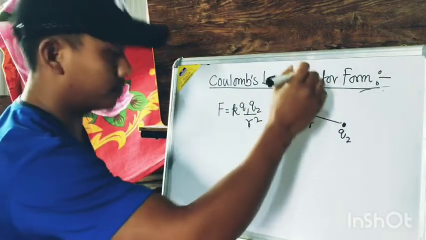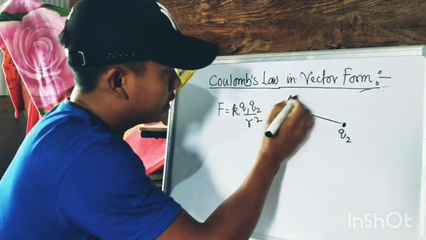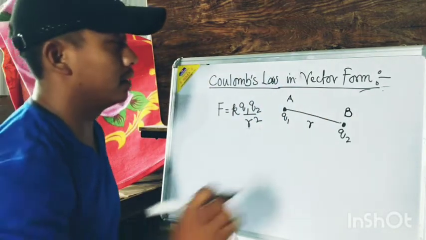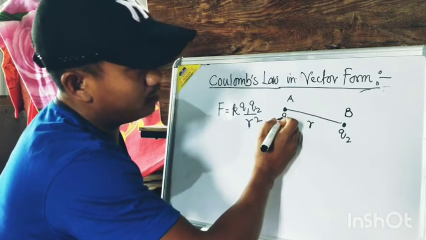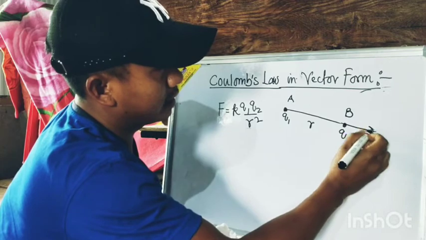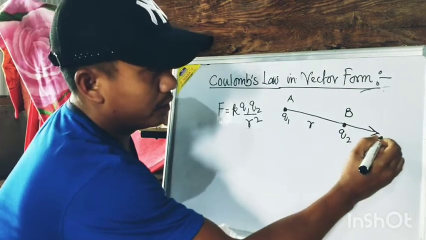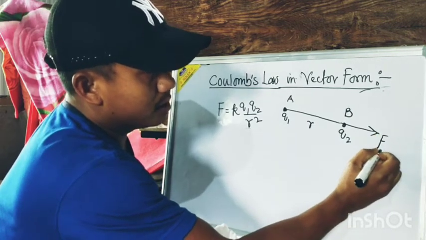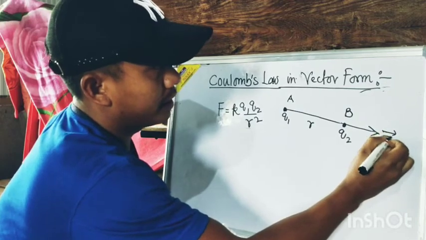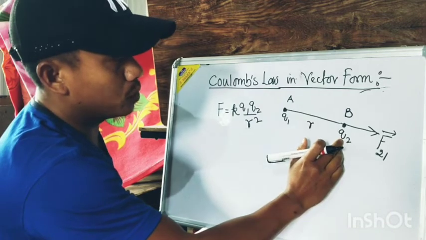So let us say Q1 is at A, Q2 is at B, right? Then this Q1 will be exerting a force towards Q2. That force will be directed in this direction, and in order to name force, this will be named as F21 vector. F21 vector is nothing but force exerted on Q2 by whom?